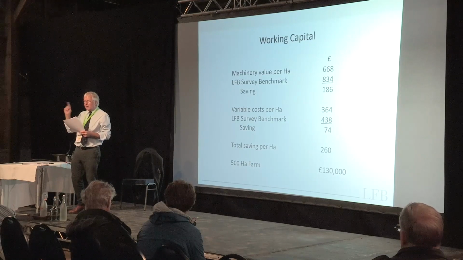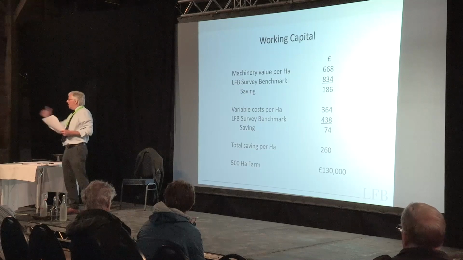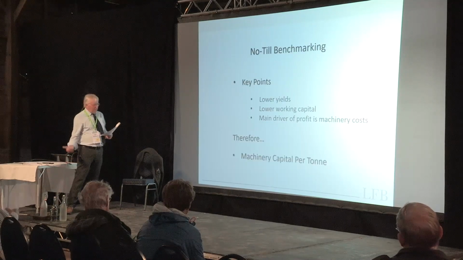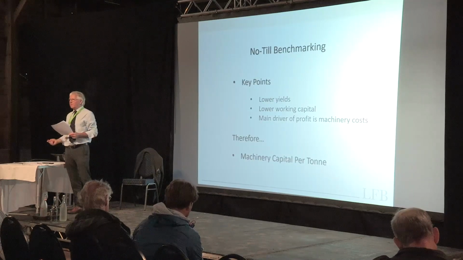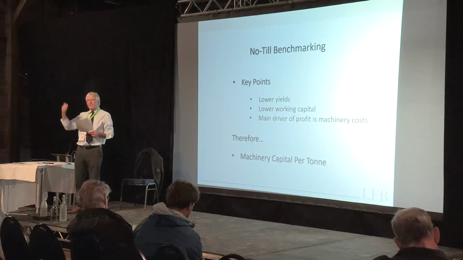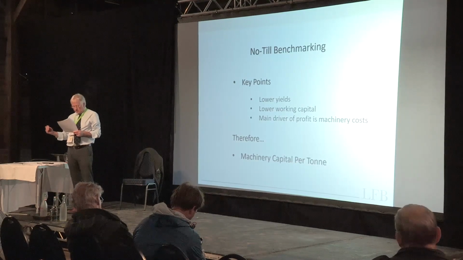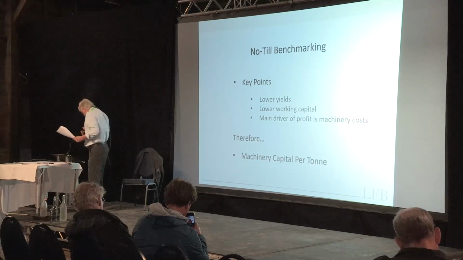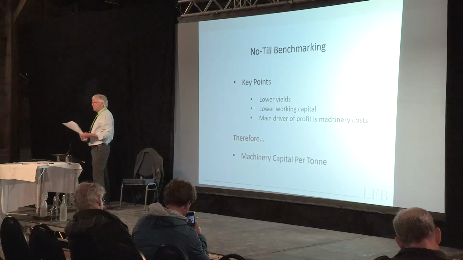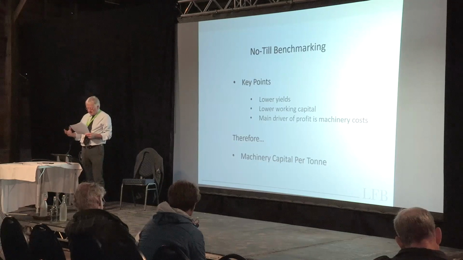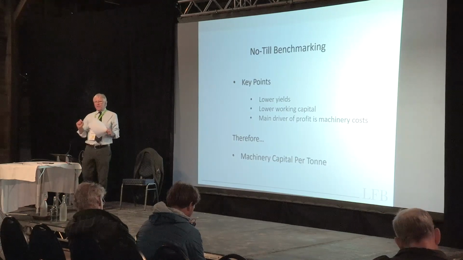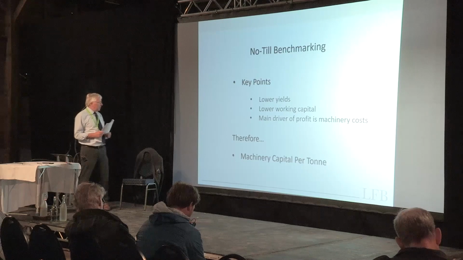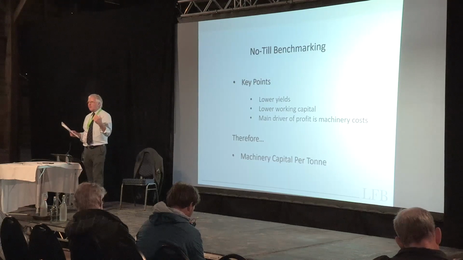So let's recap on where we are. Key points. We have lower yields, which you saw. We have lower working capital, which we've just been through. And one of the things I've just repeated a couple of times, the main driver of profit is machinery costs and the machinery value. So one of the things we thought we would do is look at machinery capital per ton.